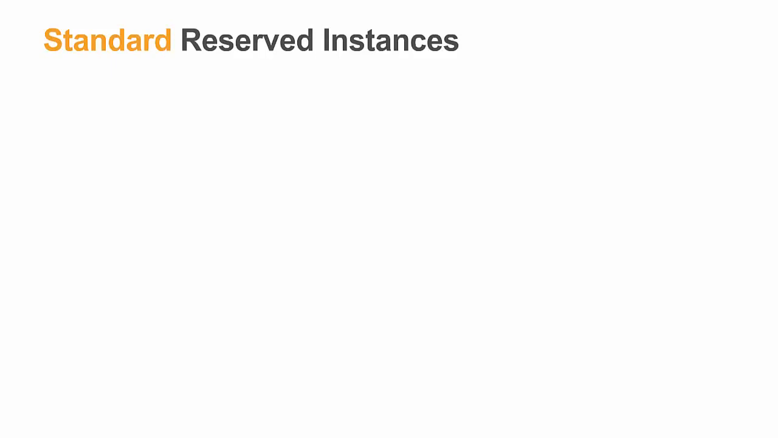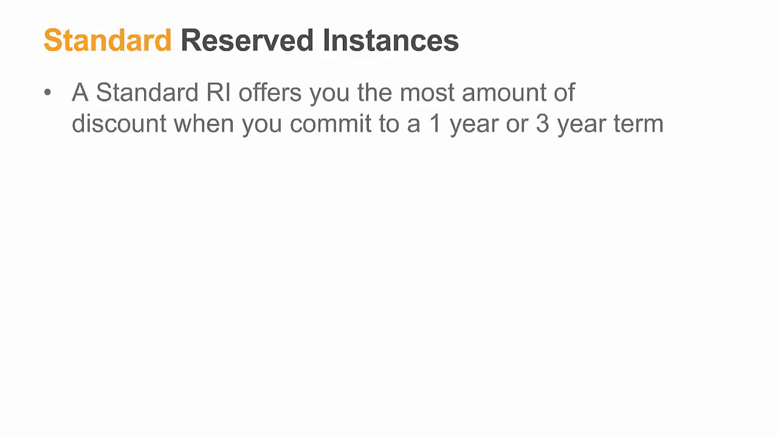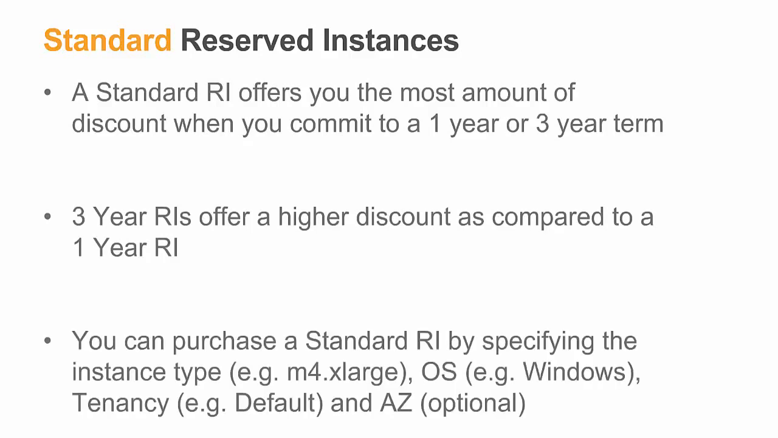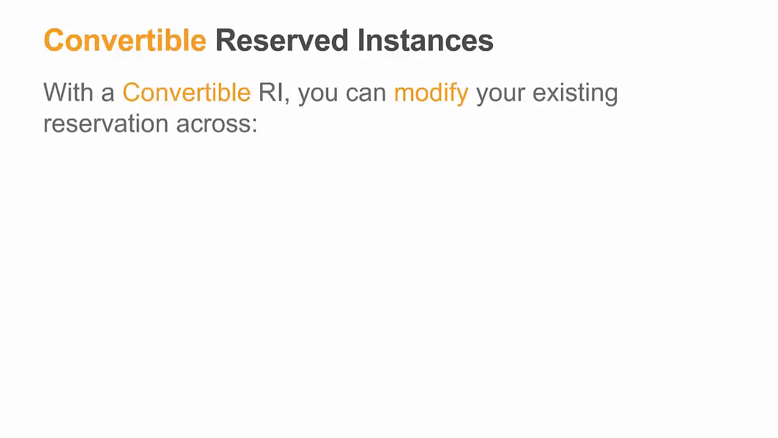Now let's talk about the various types of RIs that are available for purchase. There are two types of RIs, standard RIs and convertible RIs. A standard RI offers you the most amount of discount when you commit to a 1-year or 3-year term. 3-year standard RIs offer a higher discount than their 1-year counterparts. You can purchase a standard RI using the AWS CLI, APIs, or the AWS Management Console. At the time of purchase, simply specify the instance type, OS, tenancy, and AZ.